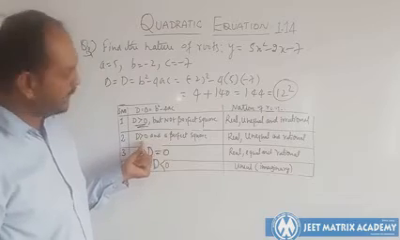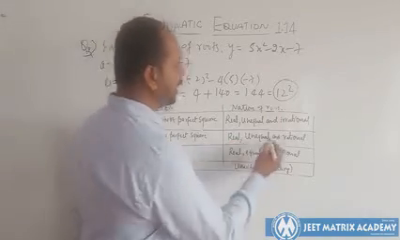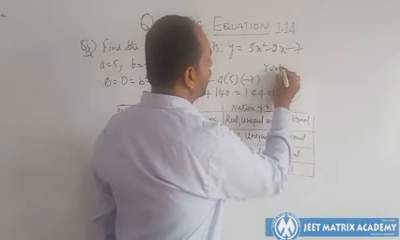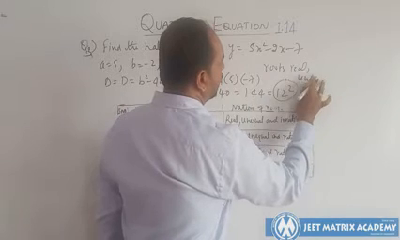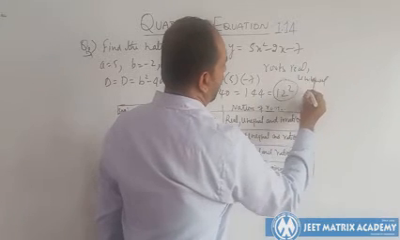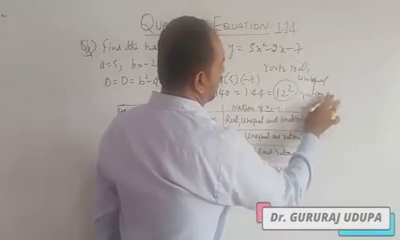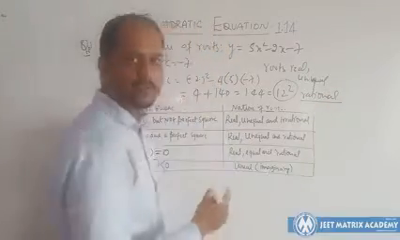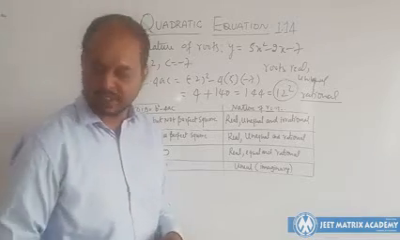D is greater than 0 and it is a perfect square. Then we could say it is real, unequal and rational. Roots are real, unequal and rational. This is how we are supposed to decide the nature of the roots. One more problem we see.